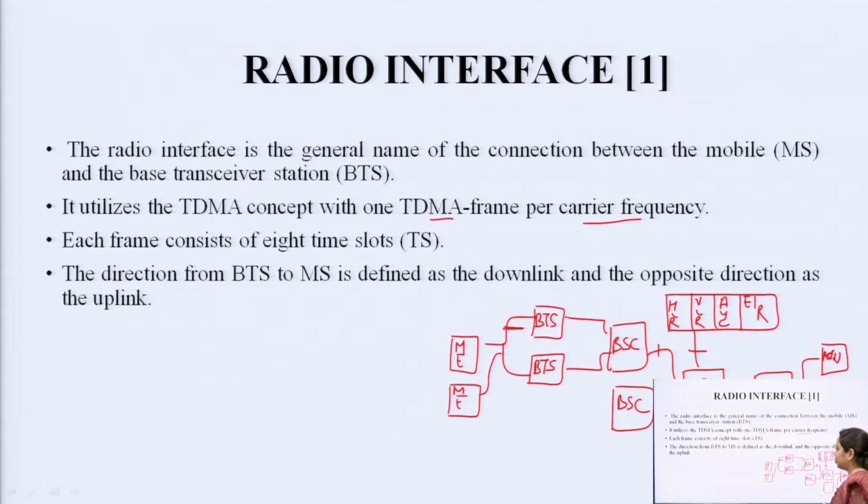Then the direction from BTS to MS is defined as the downlink and the opposite direction is known as uplink. So, two sets of frequencies are required, one as the uplink frequency and another as the downlink frequency.